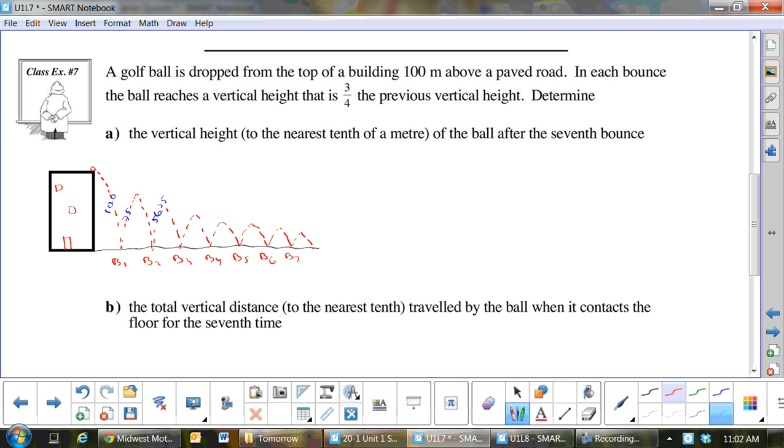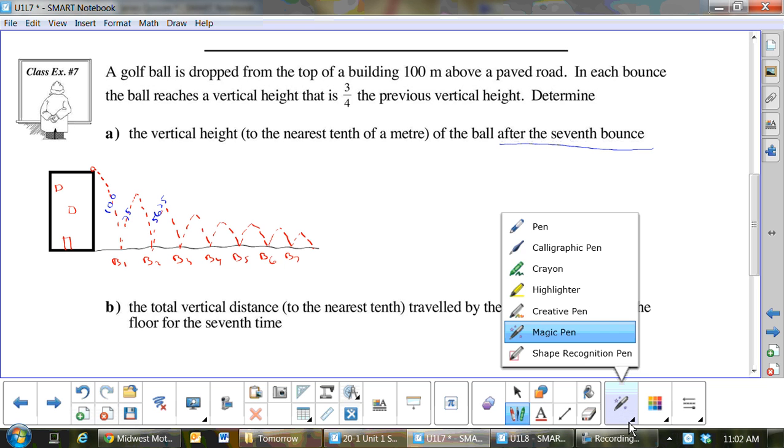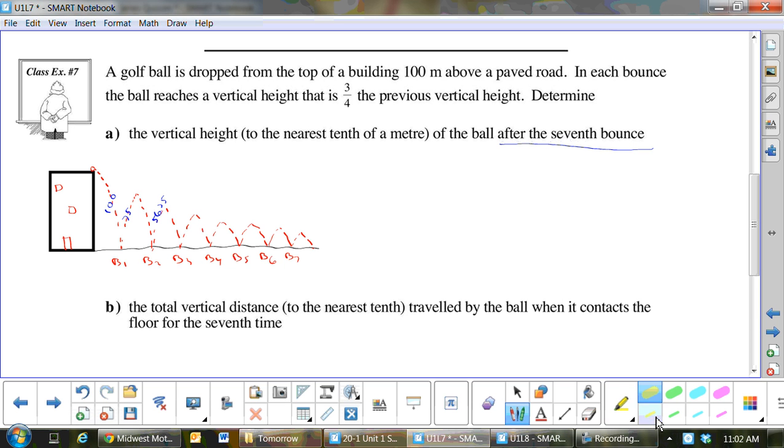The first question says, determine the height of the ball after the 7th bounce. So after the 7th bounce, this question is asking this. Does everyone see that? Now, that we did last day, so I'm not going to go through that again. That's just finding Tn, the actual value.